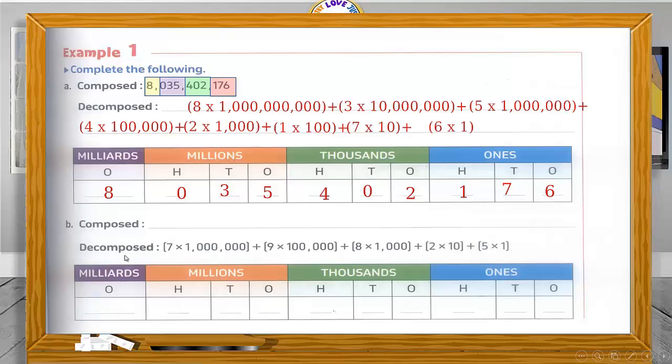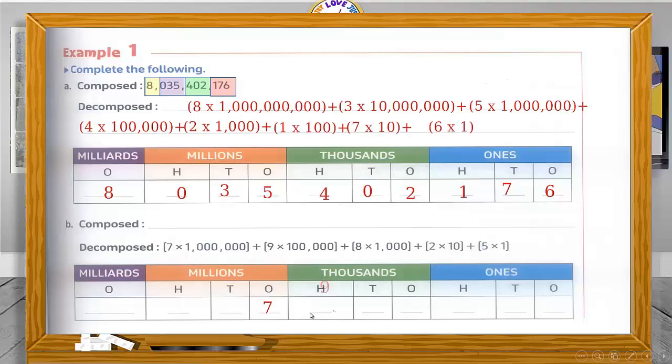B. Compose. He gives you a number in decomposed form. He wants you to compose this number. In the first step, put the digits inside the place value chart. First number here, 7 times 1 million. That means in the 1 million place write 7.